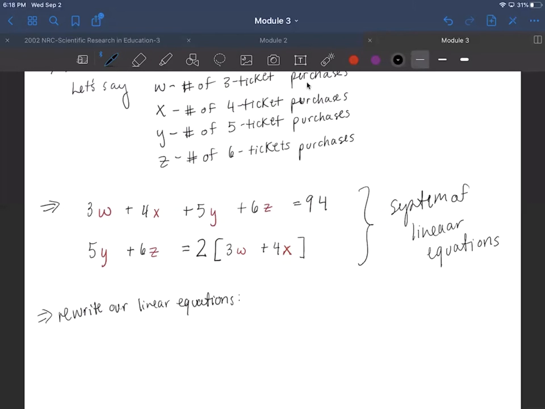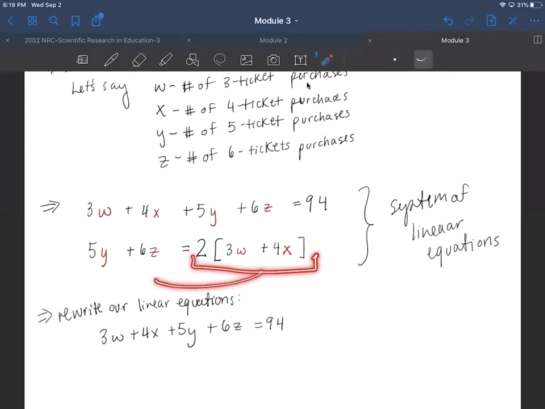Okay, so we're gonna have 3W, oopsie, I just said 3W and I wrote 5. So now 3W plus 5Y plus 6Z equals 94. And then what I mean by this is I'm about to take everything on the right-hand side and move it over to the left-hand side, okay? So when you do this, just notice that we're going to have to distribute that too.